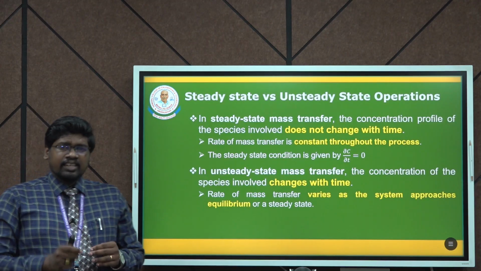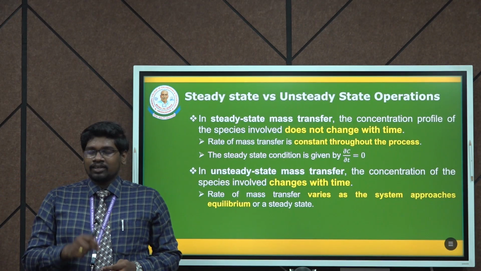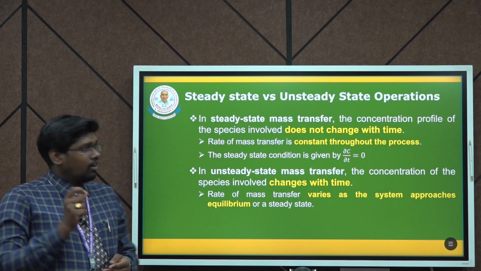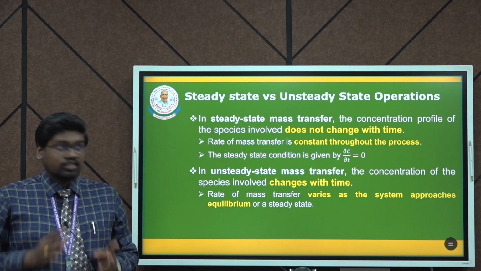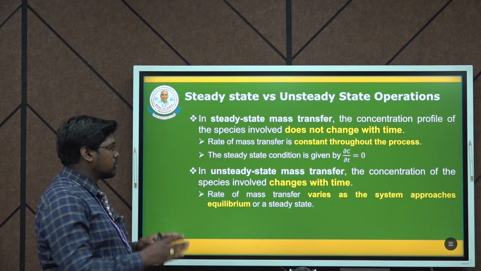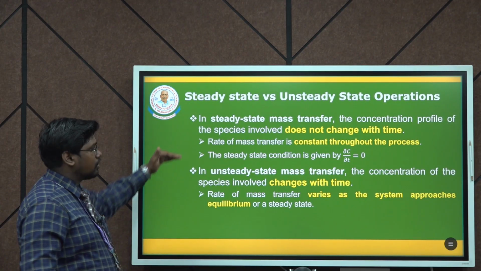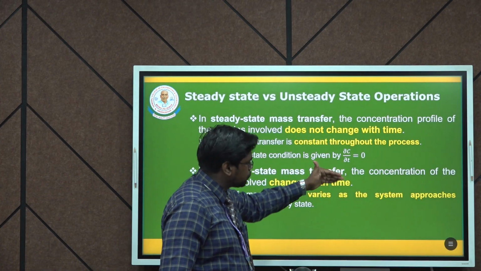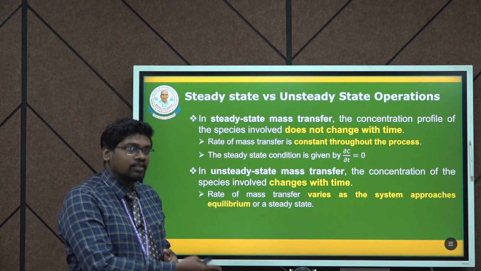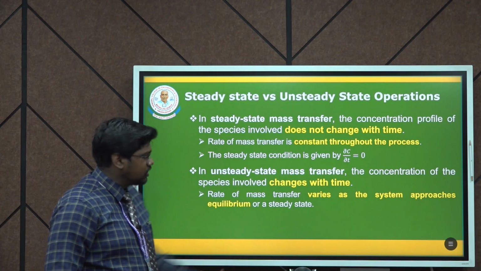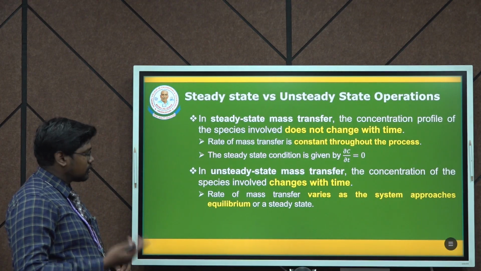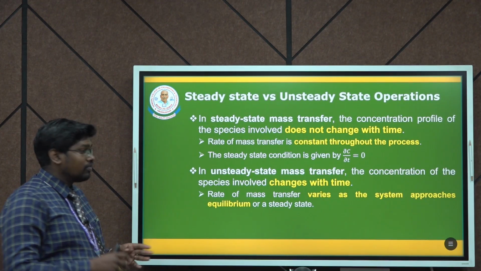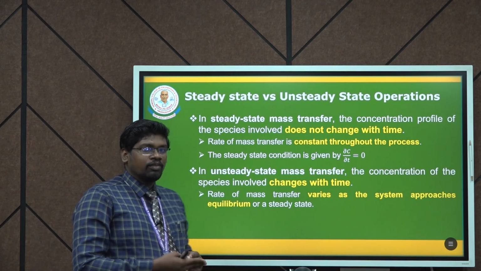Next, steady state and unsteady state operations. In this lecture we are going to see about the steady state diffusion in a fluid. In steady state operation, the concentration profile of a species involved does not change throughout the process. So the concentration will remain constant throughout the process, and the steady state condition is given by ∂C/∂t, that is the partial differentiation of concentration with respect to time, is 0. Since there is no change in the concentration, the change in the concentration is nil. In unsteady state mass transfer, the concentration of the species involved will change with respect to time. So the rate of mass transfer varies as the system approaches equilibrium of the steady state.